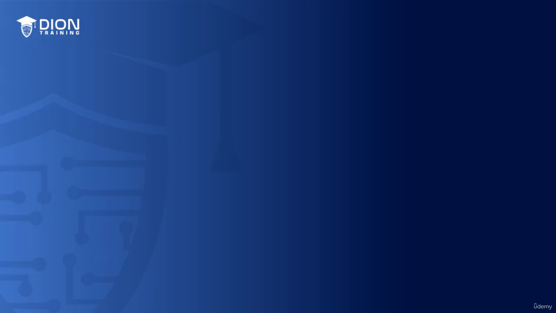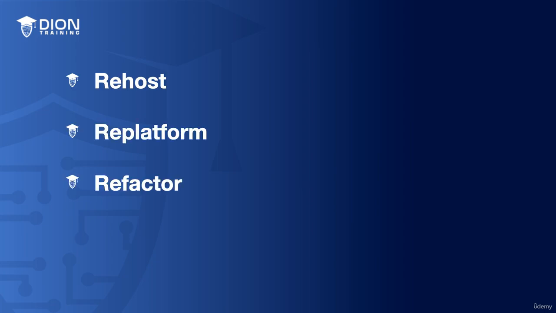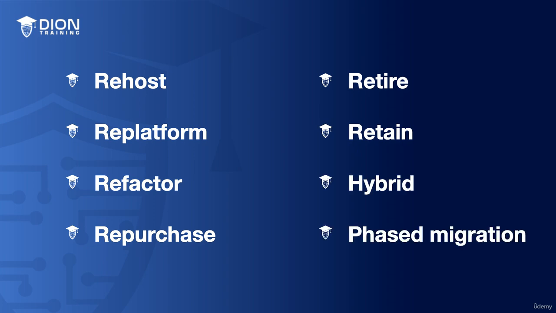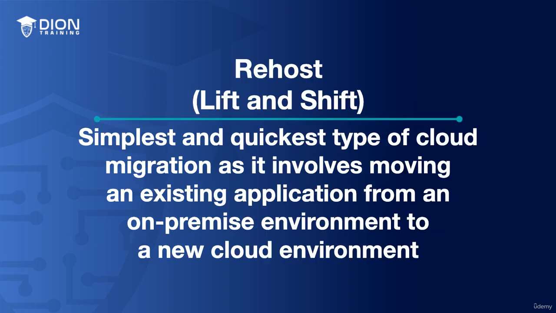There are 8 different types of cloud migrations: rehost, replatform, refactor, repurchase, retire, retain, hybrid, and phase migrations. Let's take a look at each of these. First, we have rehost, which is also referred to as lift and shift. Rehost is the simplest and quickest type of cloud migration because it involves moving an existing application from an on-premise or other cloud environment to a new cloud environment without making any changes to the application's code or architecture.